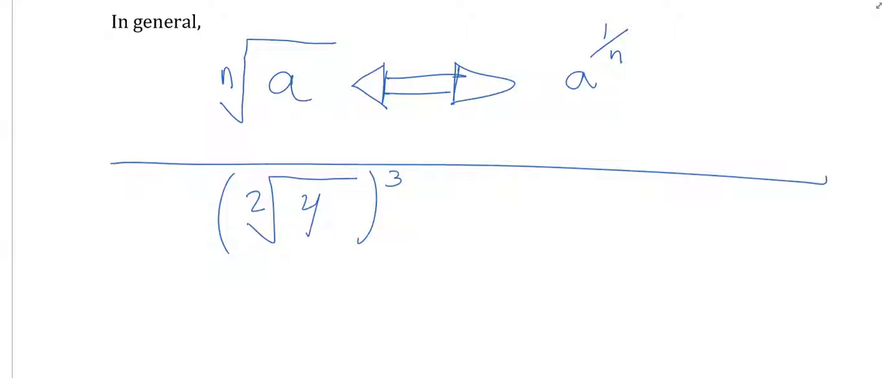Because I can write it all as one exponent, and I would write 4. This is like 4 to the 1/2 all cubed. But when you're doing a power of a power, you multiply. So it's the same as 4 to the 3 over 2.